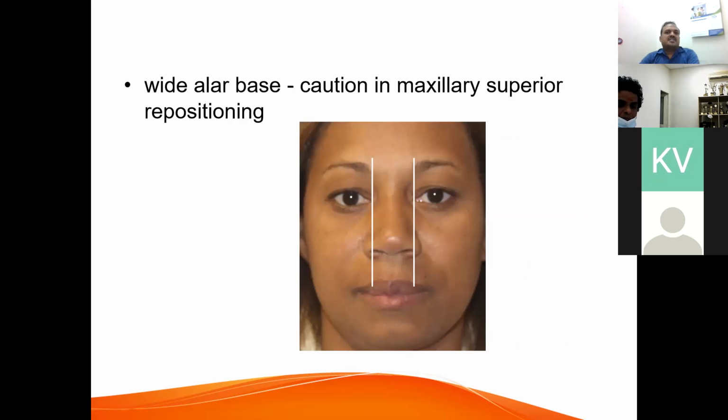So when you look at the patients, as I was mentioning, the line through the intercanthus falls on the alar base. In some groups of patients, they will have a wide alar base. So when you are planning for a superior repositioning of the maxilla, this wider alar base will further worsen. So that has to be taken care of.